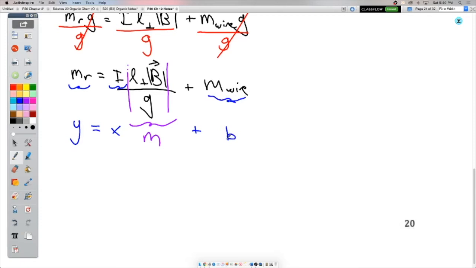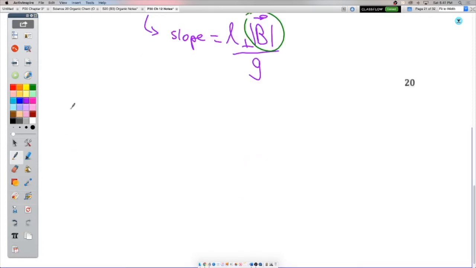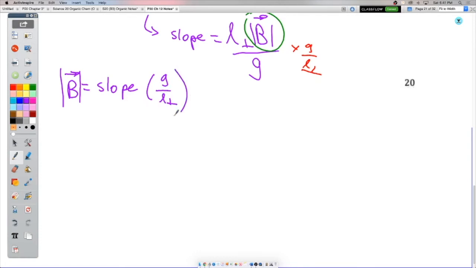So that means the slope of this line, m, equals the perpendicular length times the magnetic field strength over acceleration due to gravity. Look at that. We can find the slope of the line. Hey, we know g, it's 9.81. Hey, we know the length of the wire. That was a constant. So our required variable, the magnetic field strength, solving this for what we want, if I multiply by g over L perpendicular, is equal to the slope times g over L perpendicular. There we go. Now all I've got to do is find the slope, and we're laughing.